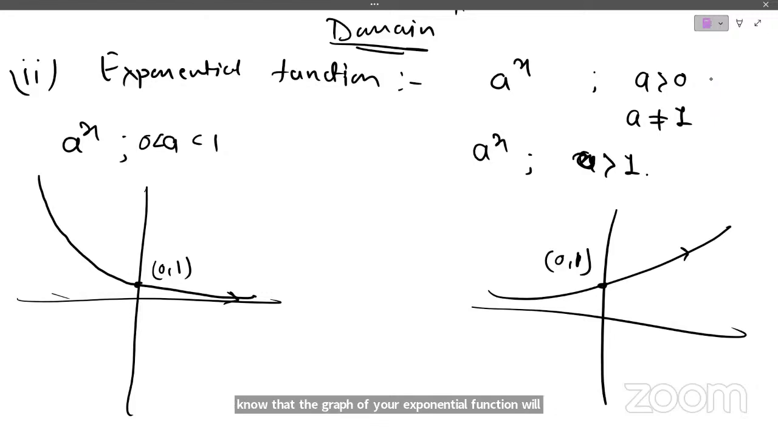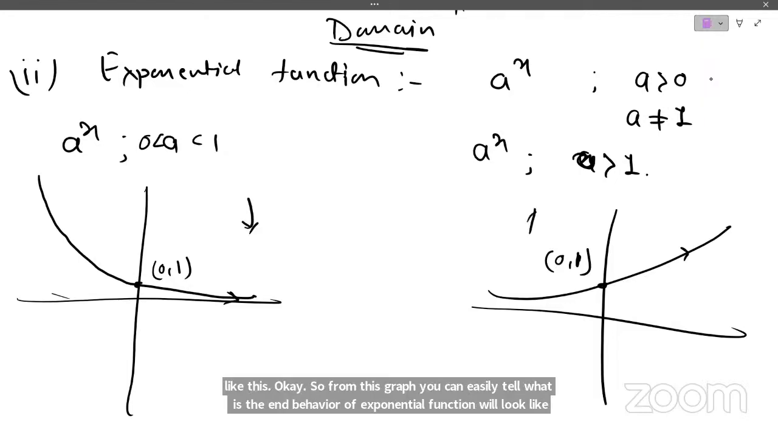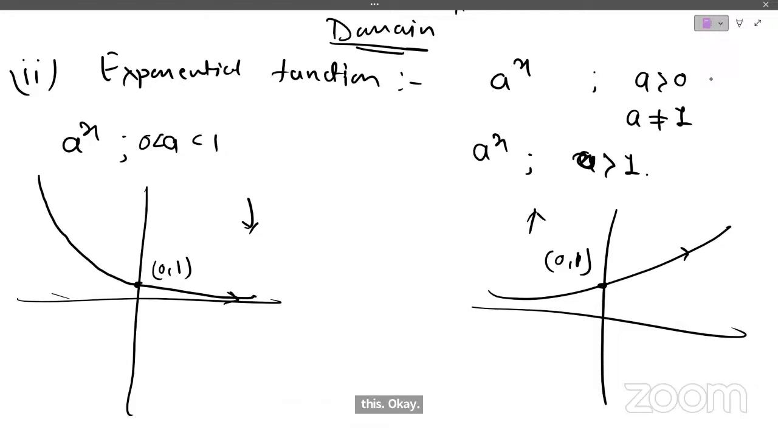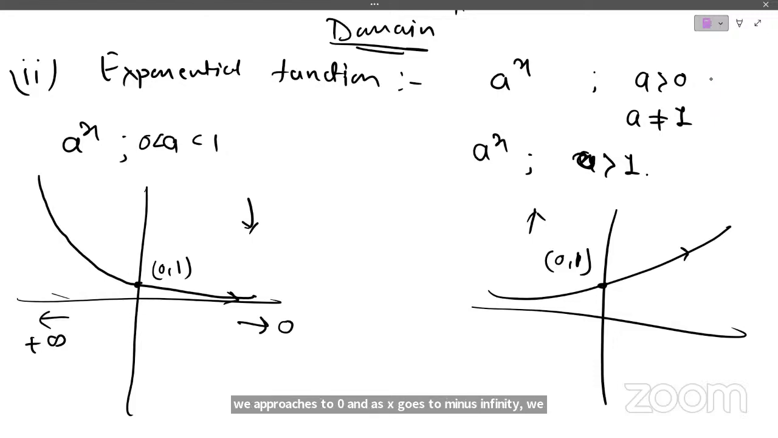From this graph, you can easily tell the end behavior of the exponential function. In this case, it is decreasing. In this case, it is increasing. And as x goes to infinity, in this case, it approaches 0. And as x goes to minus infinity, it approaches plus infinity, right? Similar things are happening here. If x goes to infinity, it approaches plus infinity. And if x goes to minus infinity, it approaches 0. So this much is the exponential function.